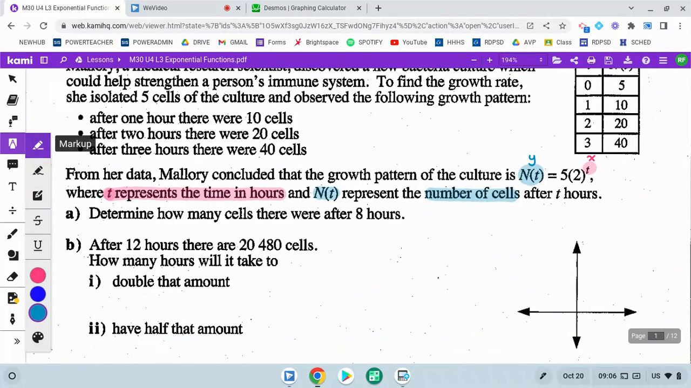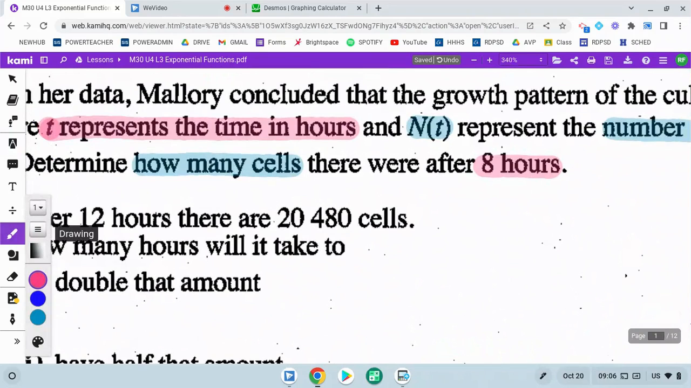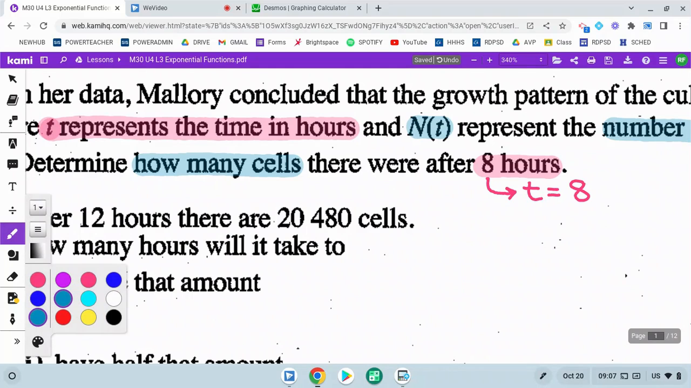Then it says determine how many cells there were after 8 hours. So how many cells, that's what I was highlighting in my blue color. And then the number of hours is what I was highlighting in pink. So I'm going to make sure I do the same colors. That will help me keep organized. So now I know really easily that t, which has been the pink color the whole time, is represented by the 8. Okay, I'm trying to figure out n of t from this question.